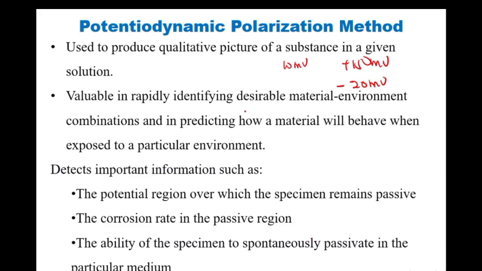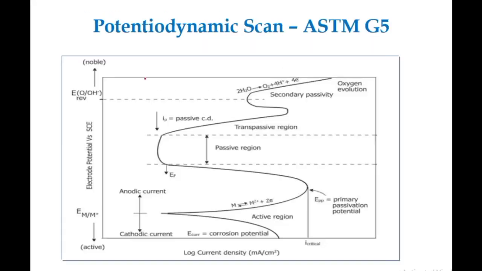So that is what potentiodynamic polarization means. It's going to give you a graph which is E against log I, showing at what potential the substance will passivate in that solution, which region will undergo active reaction, and it will also show the transpassive region and rate. So let's look at the potentiodynamic scan.